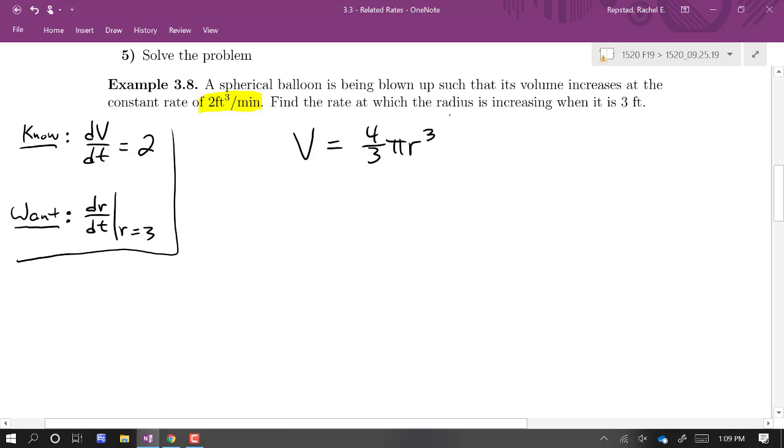But how do I get an equation that does involve these quantities? With respect to time. Let's just differentiate this equation with respect to time. And on the left side, what do I get if I differentiate V with respect to time? We get dV/dt, the derivative of volume with respect to time. And then what do we get on the other side?